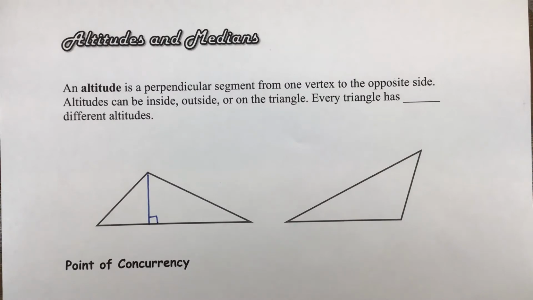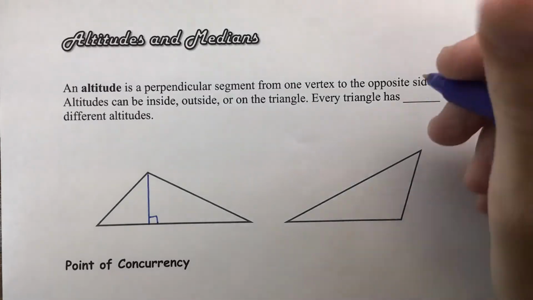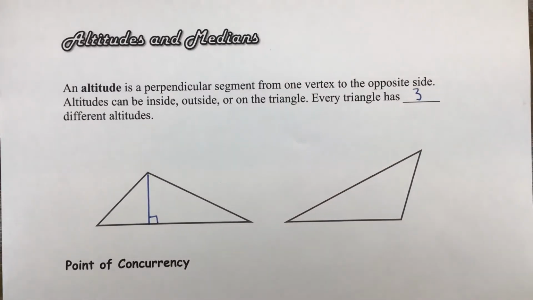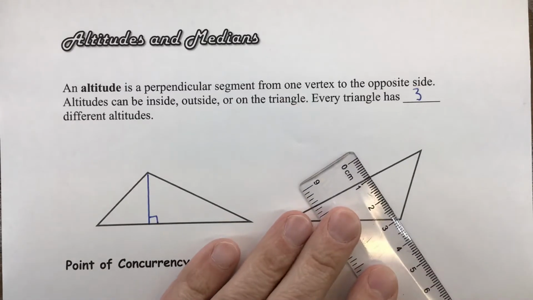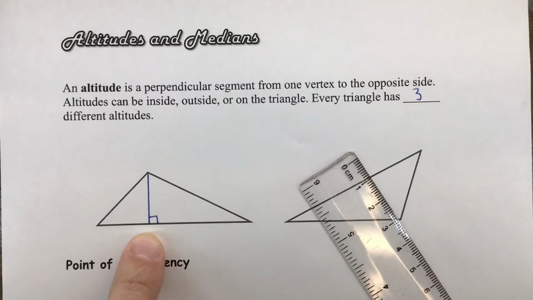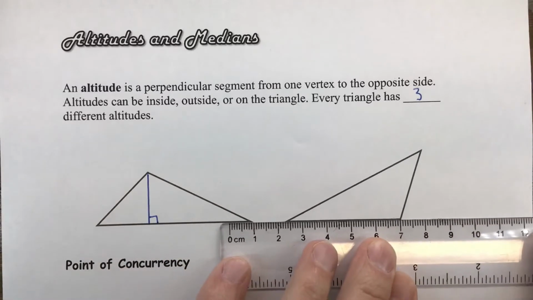Altitudes can be inside, outside, or on the triangle. It really just depends on the type of triangle that you have and the way that you have that triangle positioned. Every triangle is going to have 3 different altitudes because you have 3 different sides that you can connect to opposite vertices. For example, this picture is actually the same triangle, just rotated to the side. So for this one, yes, it does have an altitude here, which would be identical to the one shown there, but you can also do this.